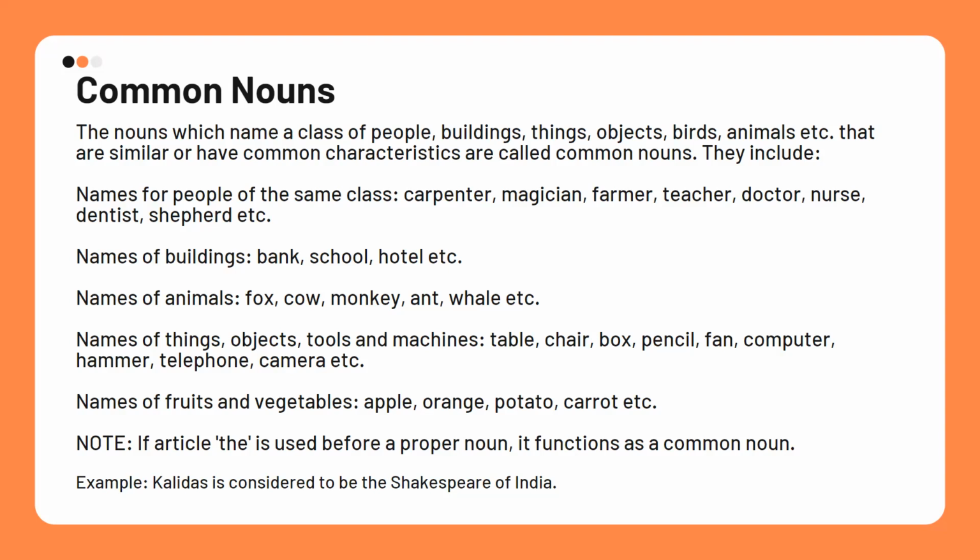Many a times, many students get confused between here that when we write days of the week as proper nouns, but here names of fruits, why they are written as common nouns. Days, we know that Sunday, Monday, we are talking about a particular day. So they are proper nouns. But here, when we are talking about fruits, vegetables, apple, orange, we do not know which apple we are talking about. So names of fruits and vegetables are always common nouns.